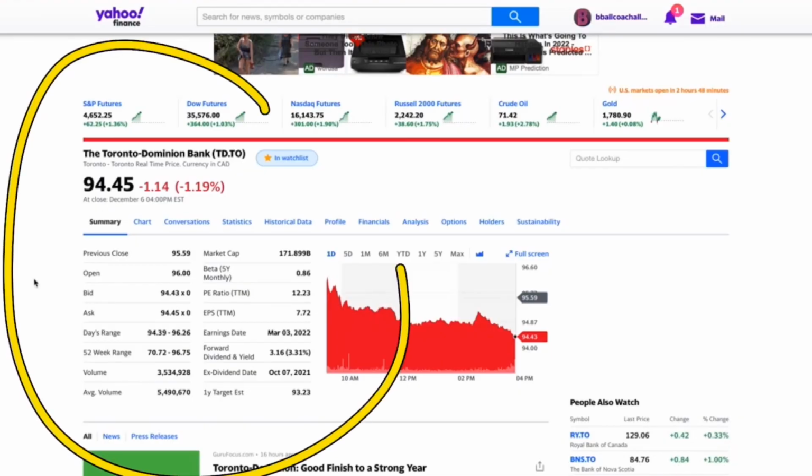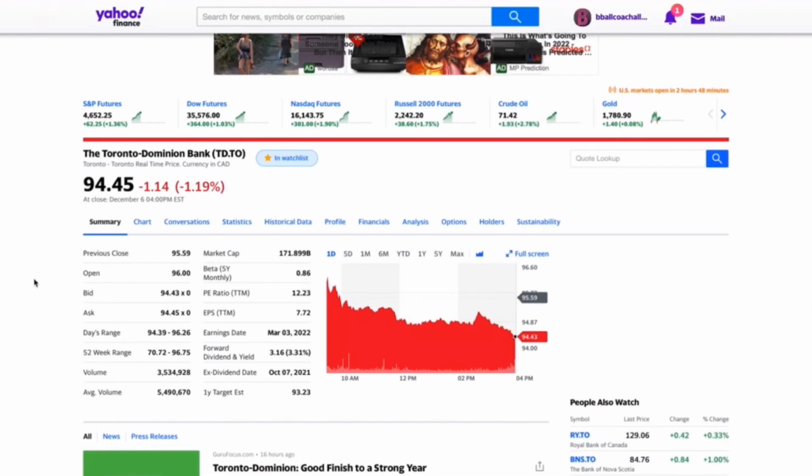So the first stock we're going to look at is TD Bank. I am a huge fan of Canadian banks because they pay a massive dividend. So if you are a dividend investor, then that is definitely something that you want to look at. And when it comes to dividends, if you don't already know, a dividend is a bit of money that a company will give you out of their earnings.